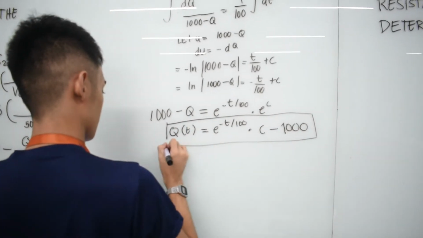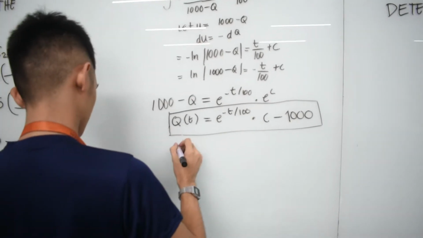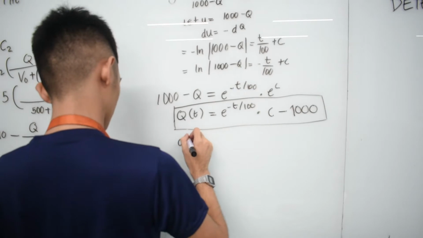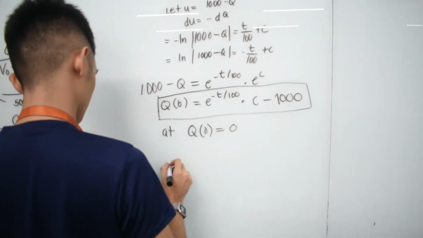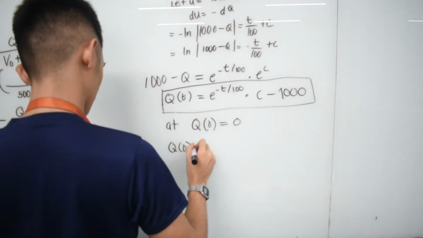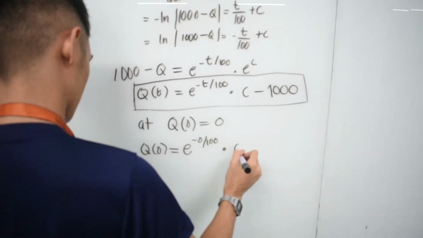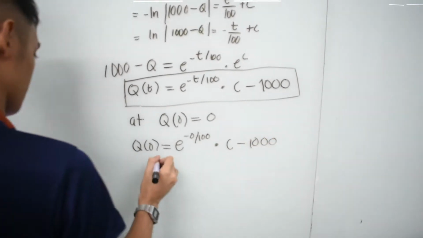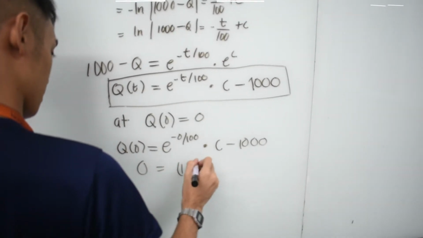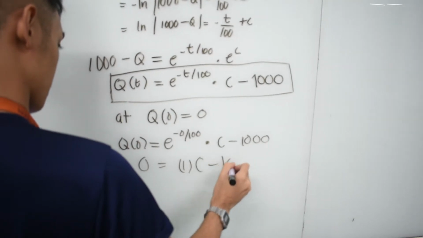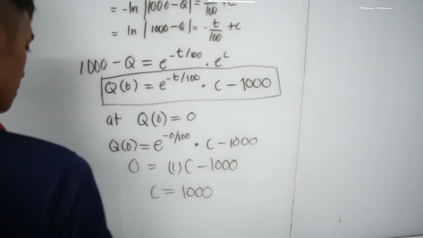So our Q of t is equal to e to the negative t over 100 times C minus 1000. At t equals 0, Q of 0 is equal to 0, so Q of 0 is equal to e to the negative 0 over 100 times C minus 1000. 0 is equal to 1 times C minus 1000. So C will now become 1000.